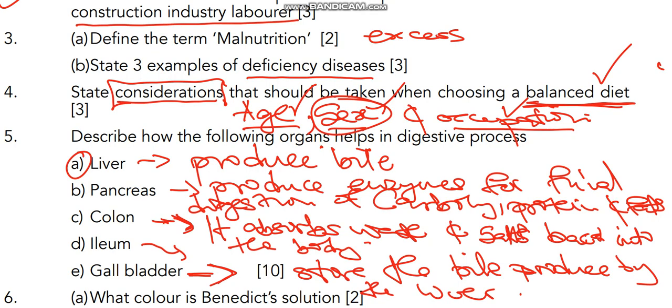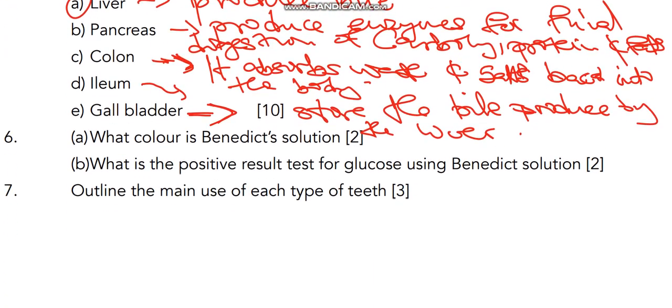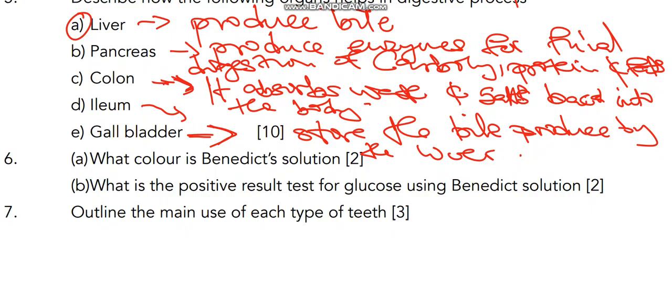Moving on to the next question, which says, what color is Benedict's solution? It's obviously blue. Remember, we said it turns from blue to brick red, so its original color is blue. What is the positive result for the test for glucose using Benedict's solution? I told you, if glucose is present in a food sample, the solution will turn from blue to brick red. Okay, that's it.